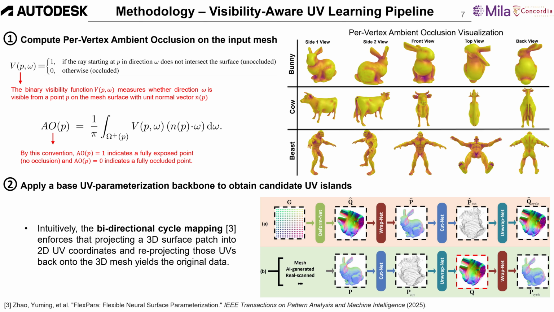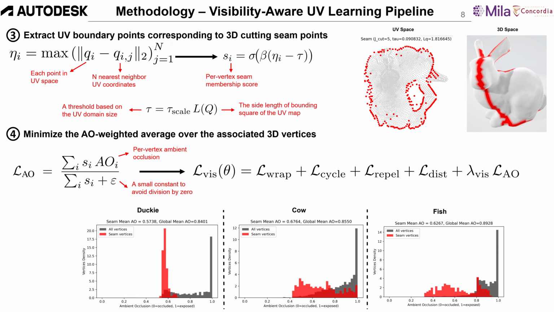First, we compute ambient occlusion for each vertex on the mesh. In the figure, yellow shows exposed regions and purple shows hidden regions. Second, we use a bidirectional cycle mapping MLP to generate a candidate UV map. Next, we extract cutting seams directly from the learned UV map.